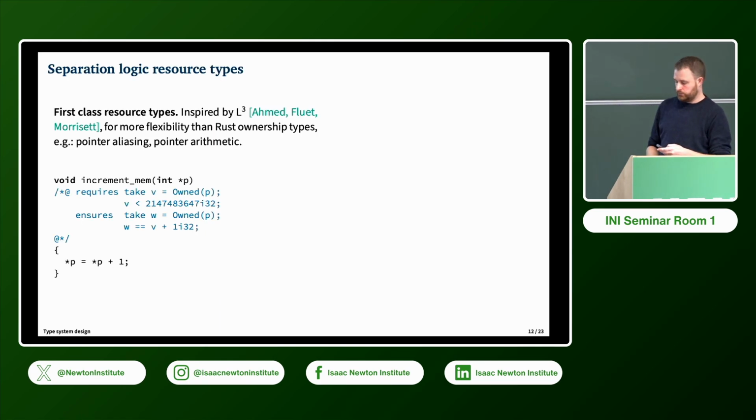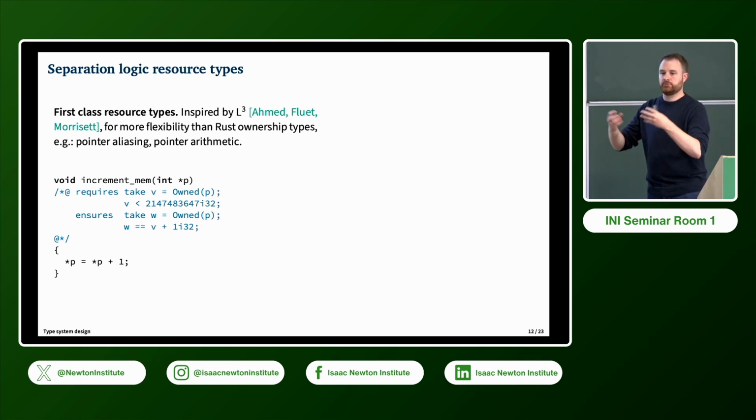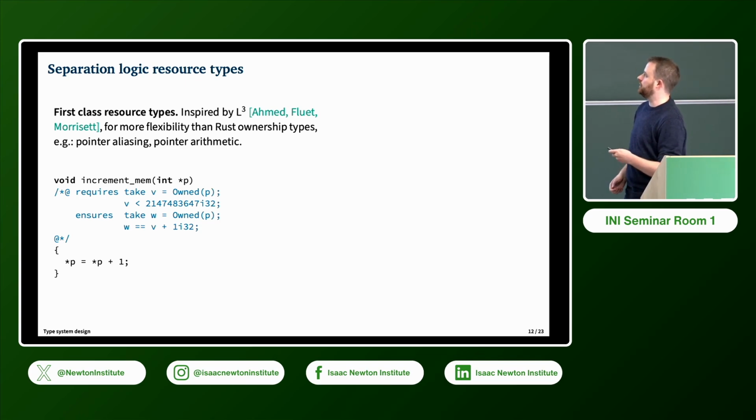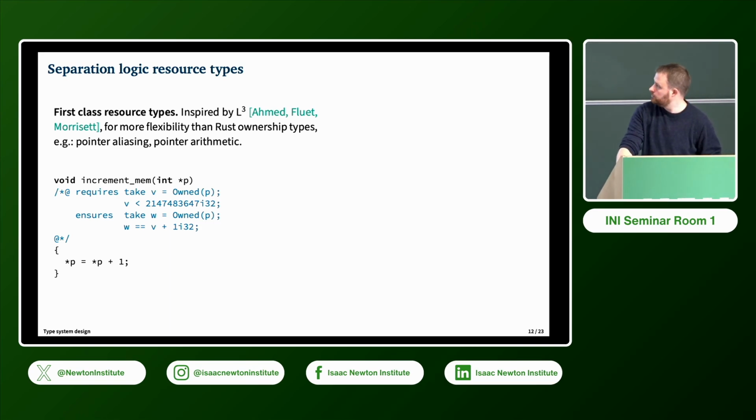Right. So on top of this, for reasoning about memory safety, we need some notion of ownership. And what we do is we've given CN separation logic resource types. Those are first-class resource types, as inspired by Amal and others' L3 type system. Resource types are types in their own right, which means we get something slightly more flexible than you get with Rust ownership types, where ownership is tightly coupled with the pointer itself, which is useful for things like dealing with pointer aliasing. Here's a tiny example of ownership or a resource specification in CN.